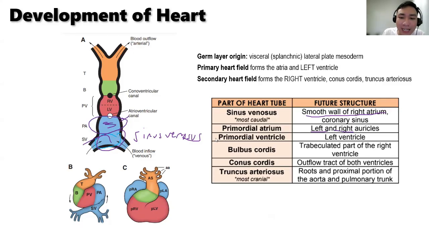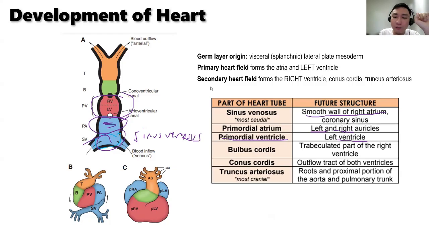Now, how about your primordial ventricle? So, ito na yun. So, di ba, from the atria, papunta siya ng ventricle. So, paakyat kasi yung blood natin sa tube na to eh. So, sa papunta na siya ng ventricle, ano yung na-form niyang derivative? So, your primordial ventricle forms your left ventricle. Okay? So, kanina, yung primordial atrium, both left and right. Pero here, yung primordial ventricle natin, it only forms your left ventricle.